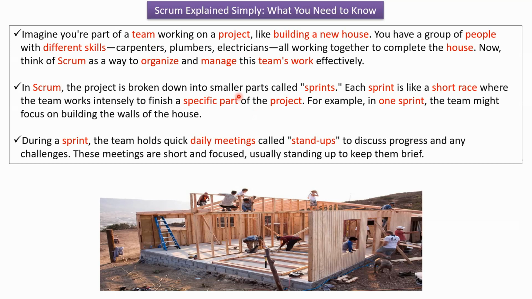In Scrum, the project is broken down into smaller parts, which are called sprints. Each sprint is like a short race, where the team works intensely to finish a specific part of the project. For example, in one sprint, the team might focus on building the walls of the house. During a sprint, the team holds quick daily meetings, which are called stand-ups, to discuss the progress and any challenges. These meetings are short and focused, and usually held standing up to keep them brief.